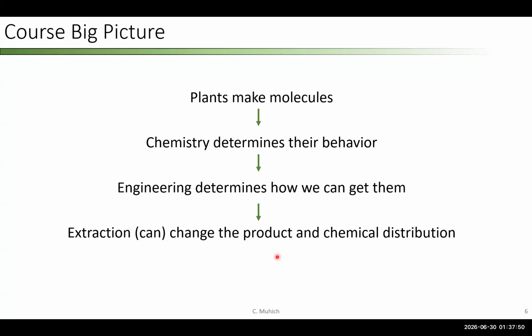If there's one large takeaway from this course, I'd like you to understand that plants make a variety of molecules. The chemistry of those molecules determines their behavior in terms of both desired properties that we as humans want to exploit, as well as the properties that dictate how we can extract them. Our engineering approach determines how we can get those molecules out of the plants. And of course, very importantly, that extraction can change the product and the distribution of those molecules.